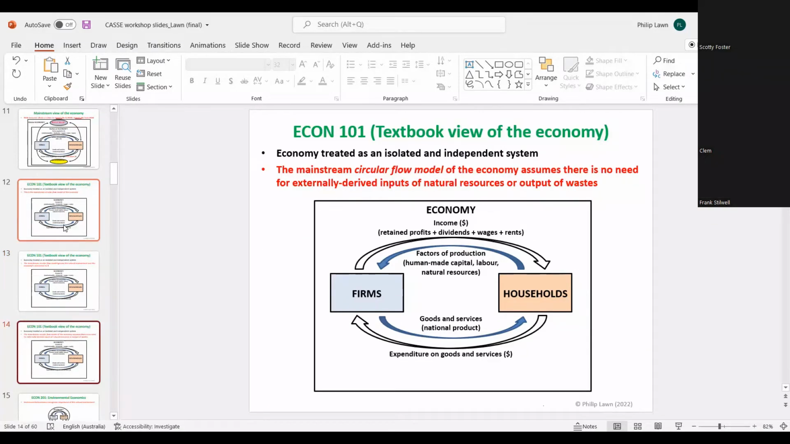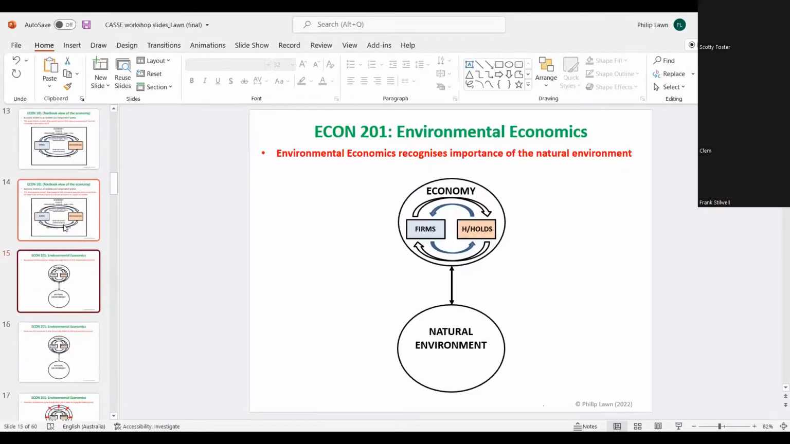So this model assumes there's no need for externally derived inputs of natural resources. So there's no need for something to enter the economy from the natural environment to fuel the economic process, nor are there wastes. So when goods and services are consumed, if they're non-durable goods, or durable goods that fully depreciate and wear out through use, they don't return anywhere as wastes. They just circulate like a perpetual motion machine.